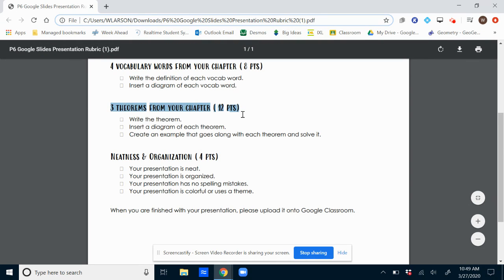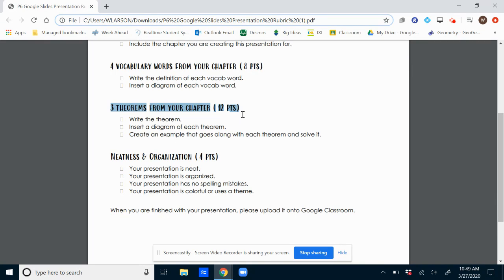Next, you need 3 theorems from this chapter. You should write the theorem, have a diagram, and also create an example. So let's say the theorem you've chosen is the vertical angles congruence theorem. If 2 angles are vertical angles, then they are congruent. You would show a picture of 2 vertical angles, show values for each. Maybe one of them is x plus 10 and one of them is 2x minus 7, and then solve. You would show that you have to set them equal to each other to solve for x because vertical angles are congruent. Something like that.